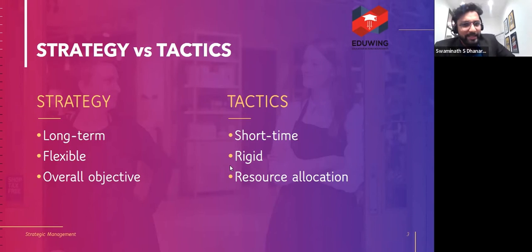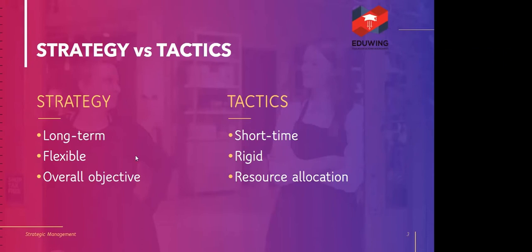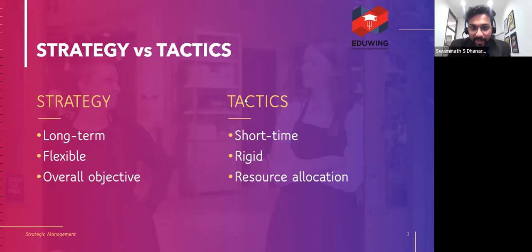So it's an overall objective strategy, and the tactics is resource allocation. We need to allocate resources in such a way that it facilitates the reaching of the overall objective. So that's the difference between strategy and tactics. Okay. Then comes the next slide.